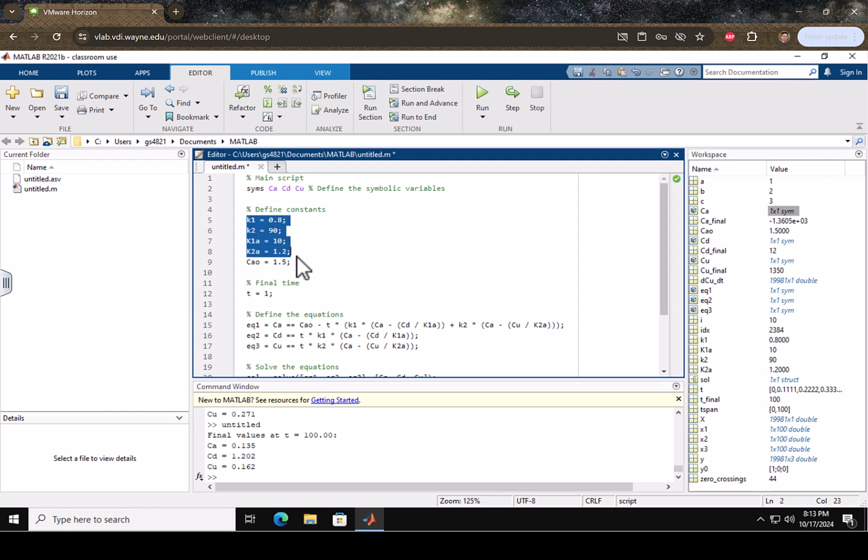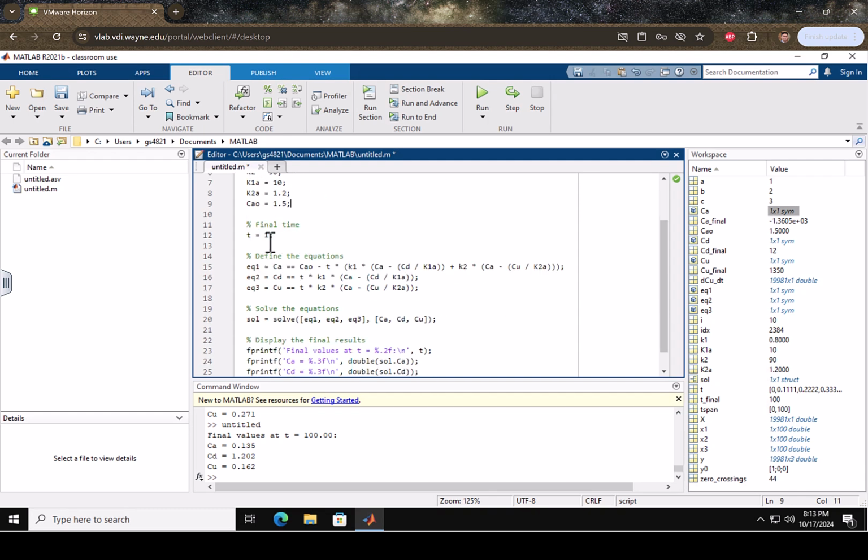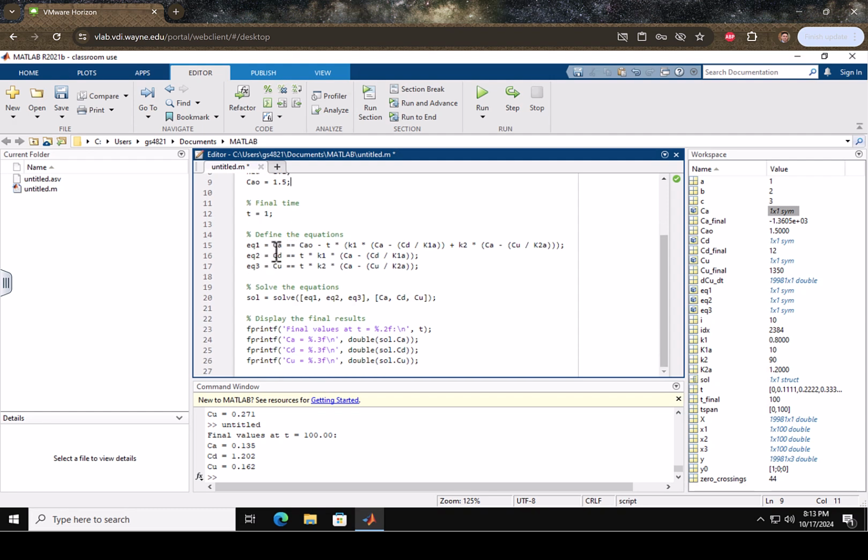Then what you're going to be doing next is just calling out the constants, which are given in the problem statement. The next thing is you want to define what your time is. And then, given the equations that were in the PDF, you are just going to say, okay, equation 1 is going to be equal to our concentration of A, using these double equal signs, to the equation that is from the design equation here.